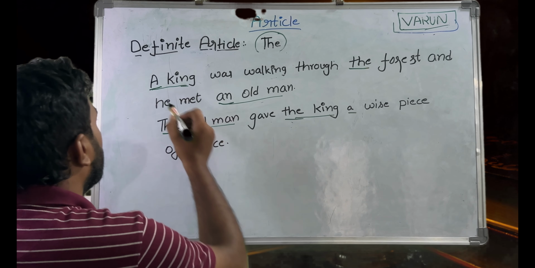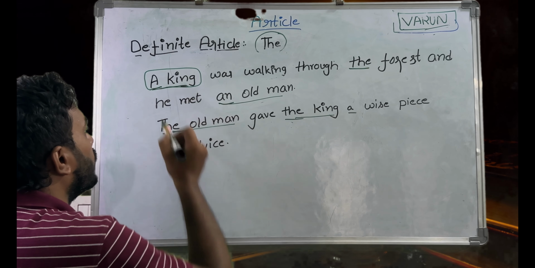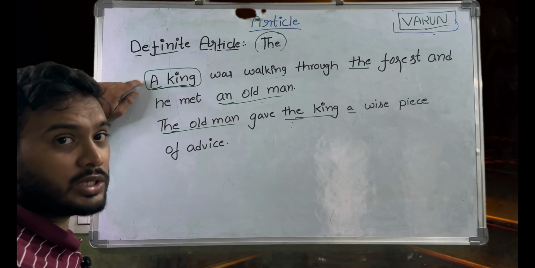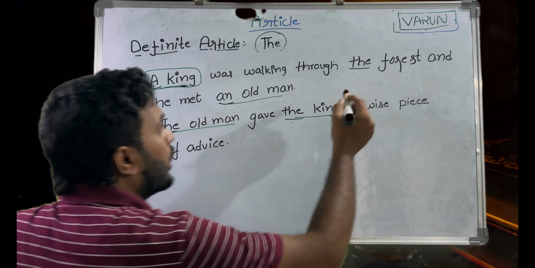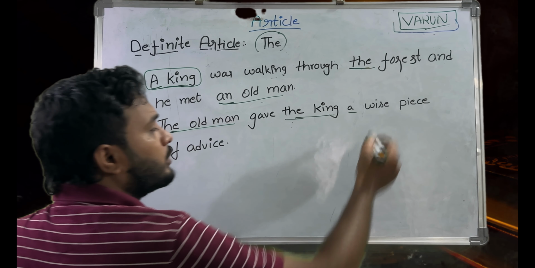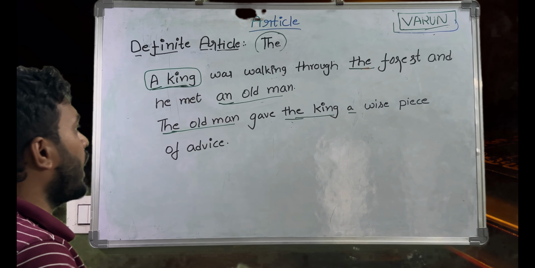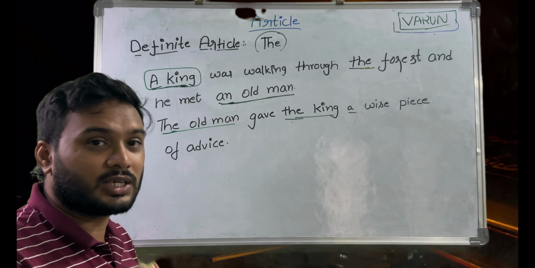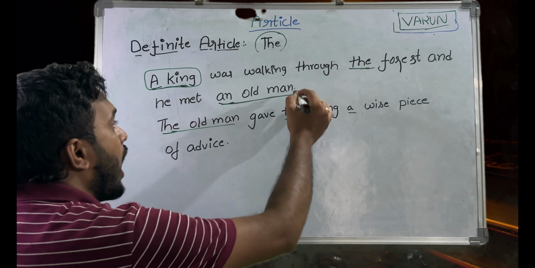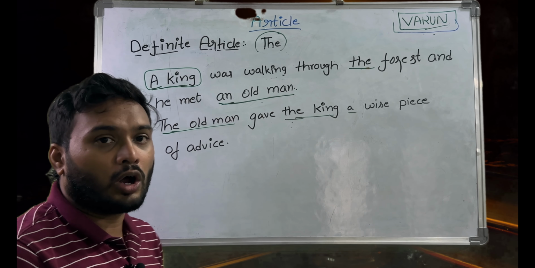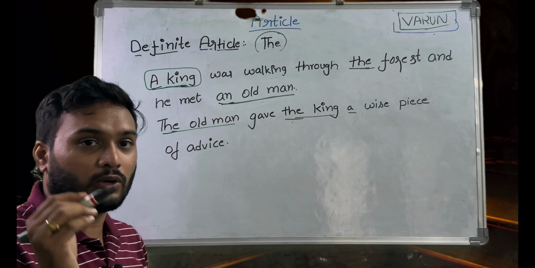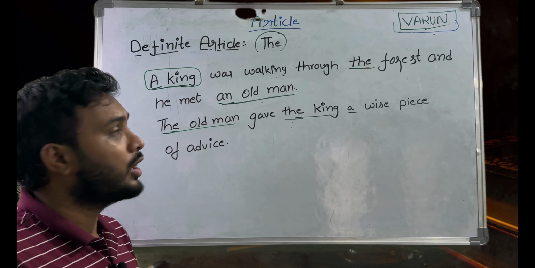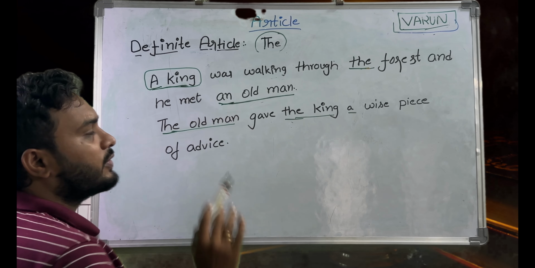Okay, so here a king, we don't know who is that king. He was introduced in the first sentence. The king was introduced. Okay, now here the forest, because the forest means everyone knows the forest, right? And he met an old man, old man also we don't know who is that old man, just it was introduced. So now after completion of this sentence we got to know that okay, he is the king, he is an old man. Okay, now they know each other from the short story. Now we too got to know that there was a king and there was an old man.